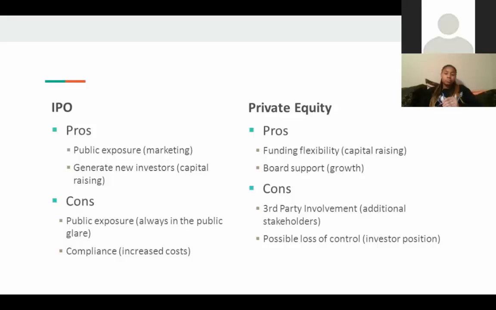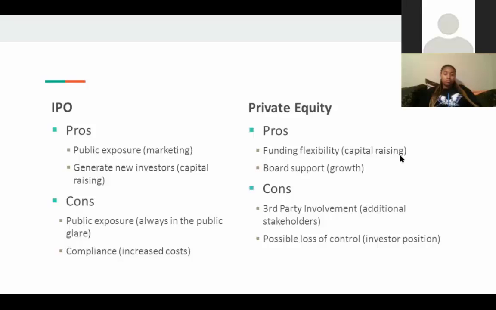And so, of course, there's cons, just like the third party involvement. It can be a good thing. It can also be a very bad thing. It could completely destroy your return or investment. It really just is a case-by-case scenario and what you as a company would want to do, or you as an investor would want to invest in.